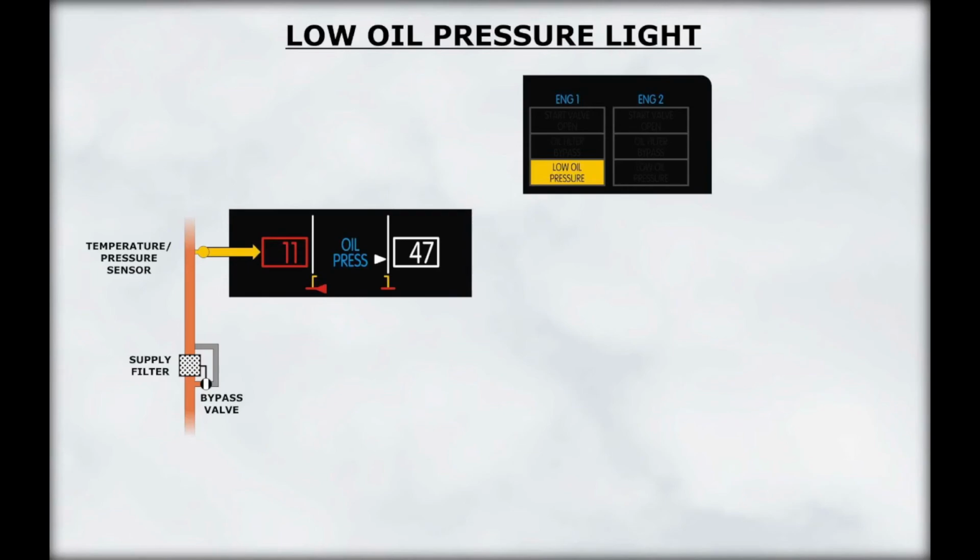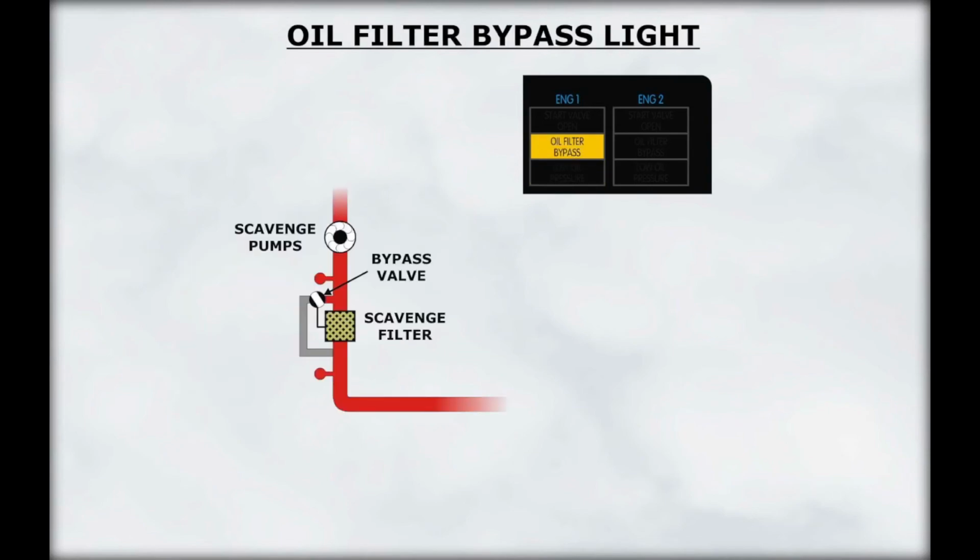The low oil pressure alert illuminates when the associated oil pressure is low. The alert illuminates steady when oil pressure is at or below the red line. The alert will flash when the associated oil pressure is low. The oil filter bypass illuminates for an impending oil filter bypass.